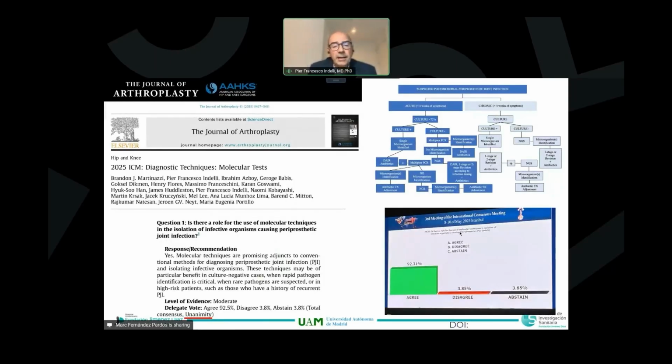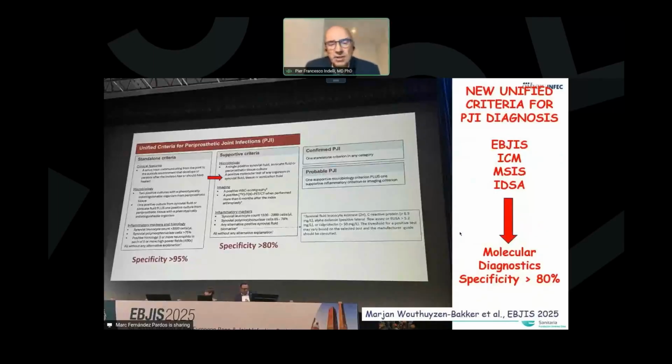And in the diagnostic algorithm on the right side, you can see that there are different pathways for acute and chronic periprosthetic joint infections. So Jamie just talked about this one, the new unified criteria for periprosthetic joint infection diagnosis, approved by the European Bone and Joint Infection Society, International Consensus Meeting, Musculoskeletal Infection Society, and Infectious Diseases Society of America. And you can see here the molecular diagnostics was recommended because of a specificity of more than 80%.